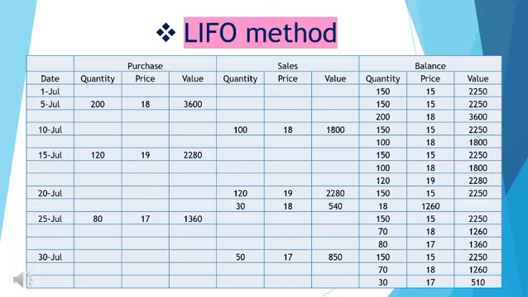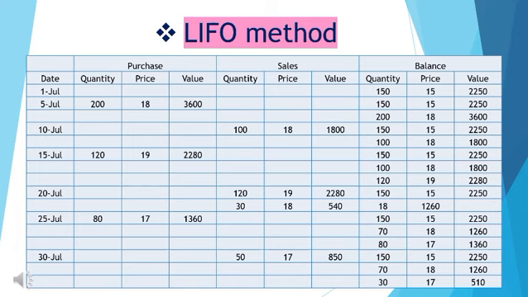Let's discuss how to calculate LIFO using an example. So on July 1st, opening stock is 150 units at 15 rupees price. This we need to enter in the balance column as it's the opening balance. On July 5th, it says it received 200 units at 18 rupees per unit. This is a purchase, therefore we record the relevant quantity and price in the purchase column, and by multiplying price and quantity we calculate the value, which is 3600 rupees.